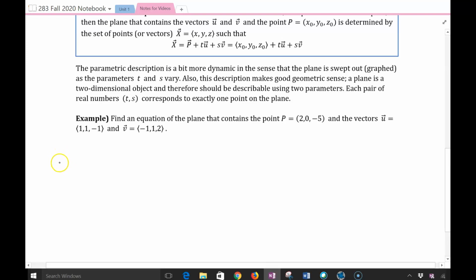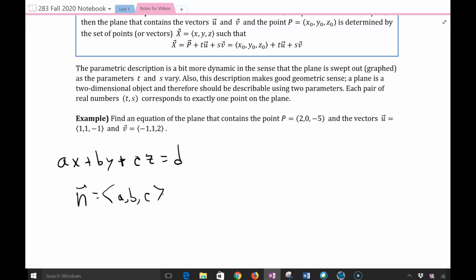Keep in mind, we're shooting for an equation of this form, ax plus by plus cz, where the coefficients a, b, and c are the components of some vector which is normal or orthogonal to the plane. And there's no exact one equation. Depending on how you do this, my answer might be a scalar multiple off from your answer, but their graphs are going to be the same. So our job is to find a normal vector. That's our starting point, so that's what we need to do first.